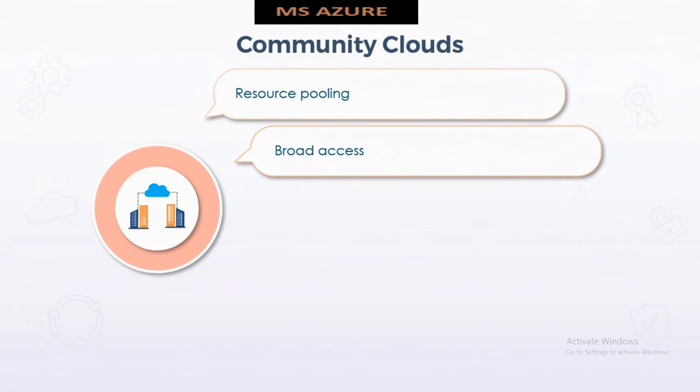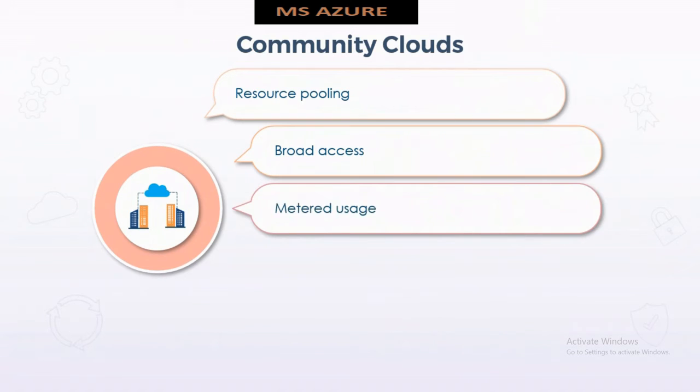Broad access. Now, in this case, let's say compared to a public cloud, which is accessible by anybody that's willing to sign up for an account, a community cloud is a little bit more limited. It's designed for specific access by organizations or government agencies that have similar computing needs. The other thing to bear in mind is that metered usage applies the same way in a community cloud as it would, for example, with a public cloud.